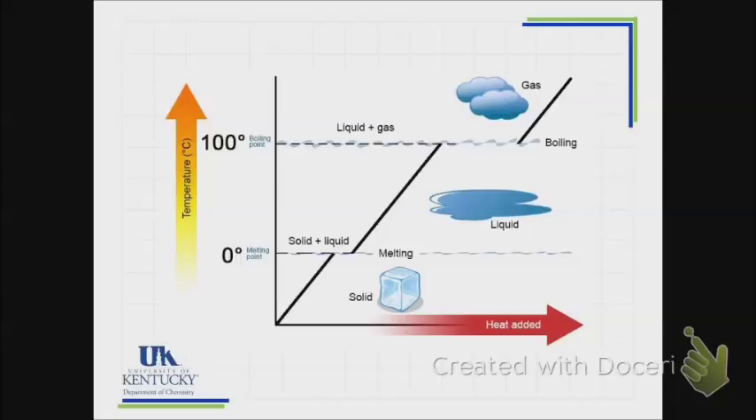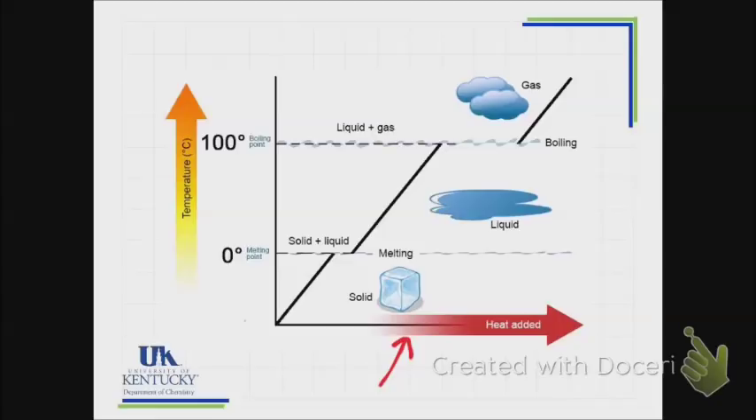On the x-axis, we have heat added, so as we go from left to right, we're increasing the amount of heat or the amount of energy added to the system. On the y-axis, we see the temperature, so we start at something below zero, and we increase as we go up to some temperature above 100 degrees. The reason we have 0 degrees and 100 degrees on this particular heating curve is because we're looking at water. Similar heating curves for different substances would have different temperature cutoffs.